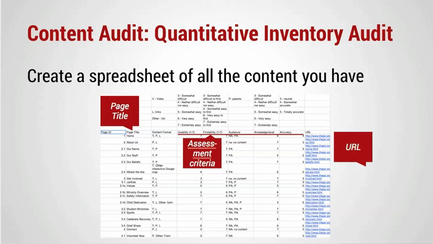Another type of assessment that you can use on a current website as you start the content strategy process, if your client already has a website and you want to look at it before you go down the road of doing the whole process, is a quantitative inventory audit. So in this type of audit, you're basically just creating a spreadsheet of all the content you have. And this is a screenshot of a former student's quantitative inventory audit.